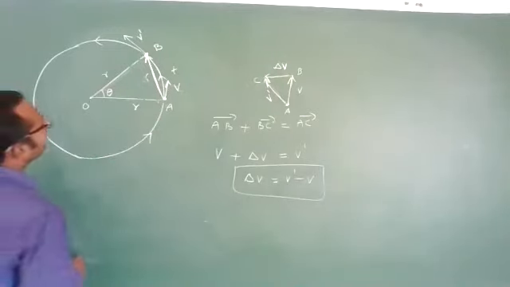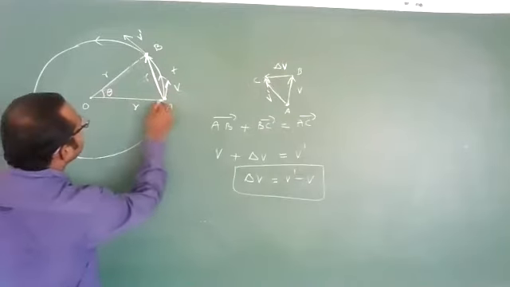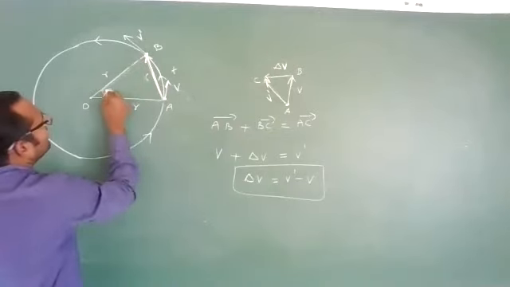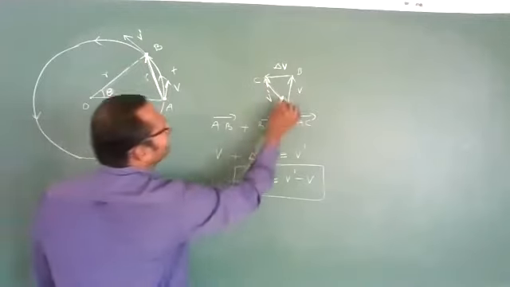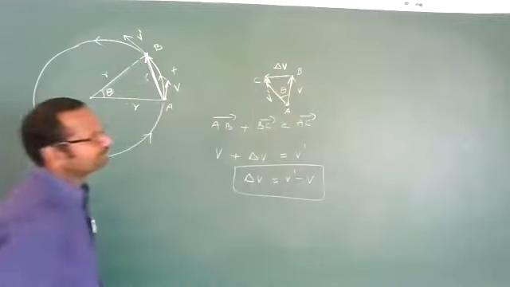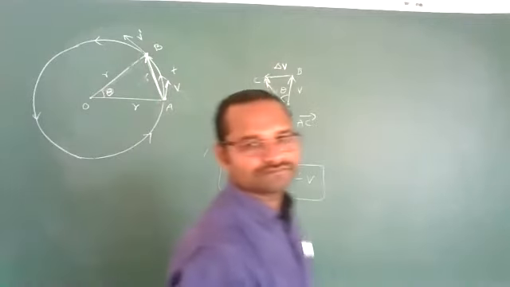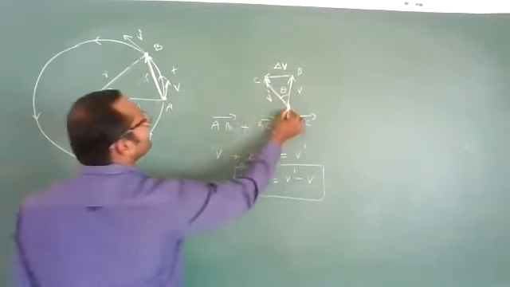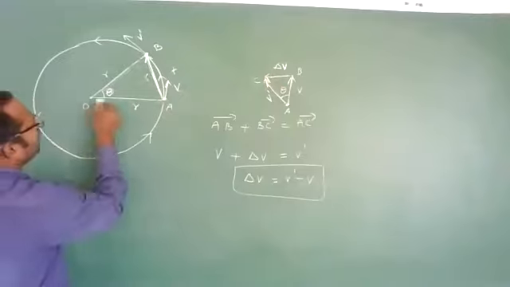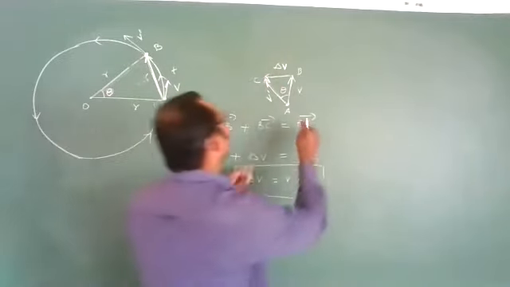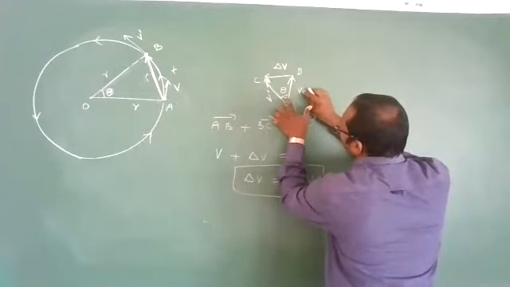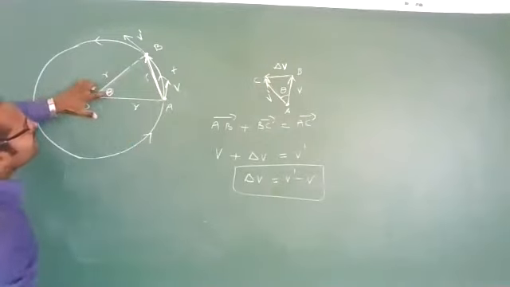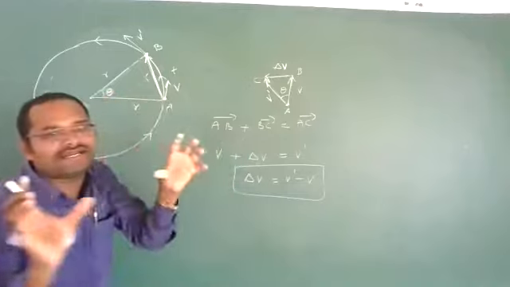One more thing here: as in this triangle OAB, theta is the angle, here also we can take the theta angle. Now see, in triangle ABC and triangle OAB, two sides are equal and the angle is also theta. Here also two sides are equal and the angle is also theta. Means we can consider these two triangles as similar triangles.